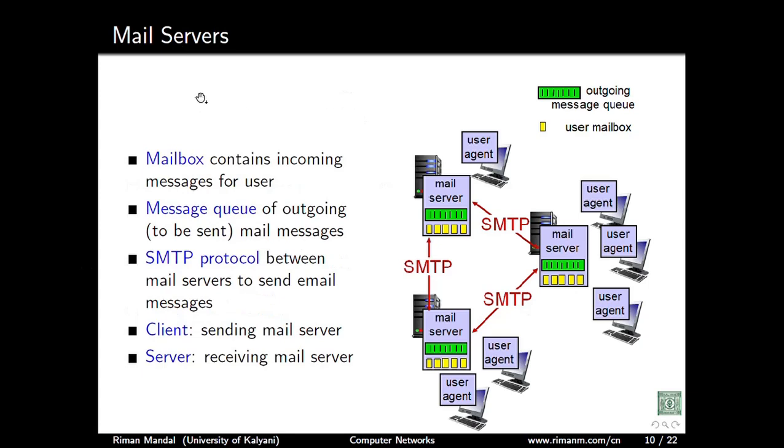So what is a mail server? The mailbox contains incoming messages for the user. So this is the mailbox for this particular user, and it contains the incoming mail. These yellow boxes are basically the mailboxes that contain the incoming messages for the user.